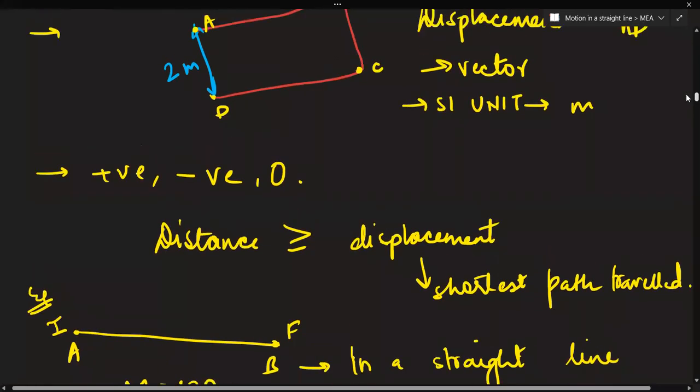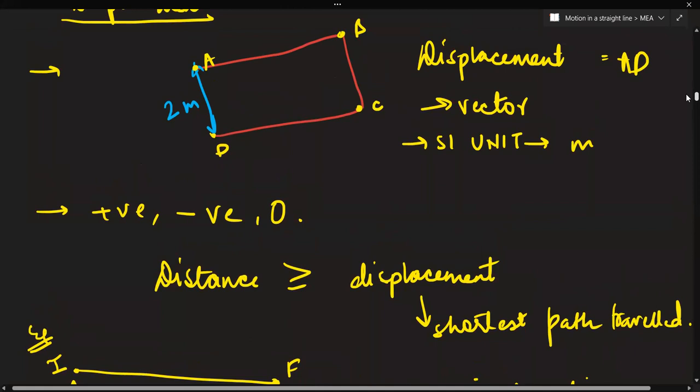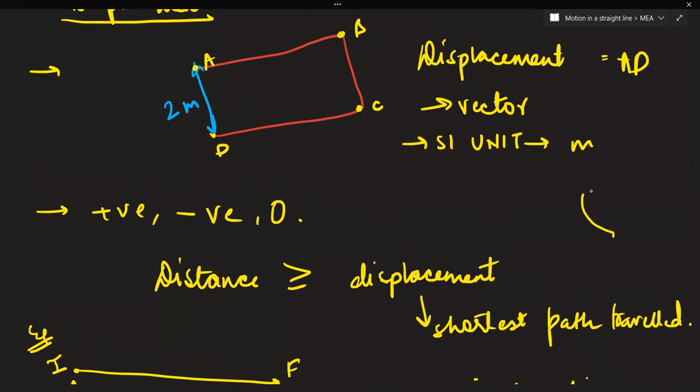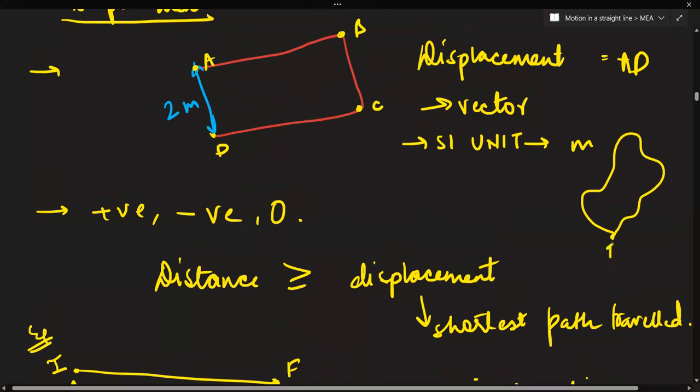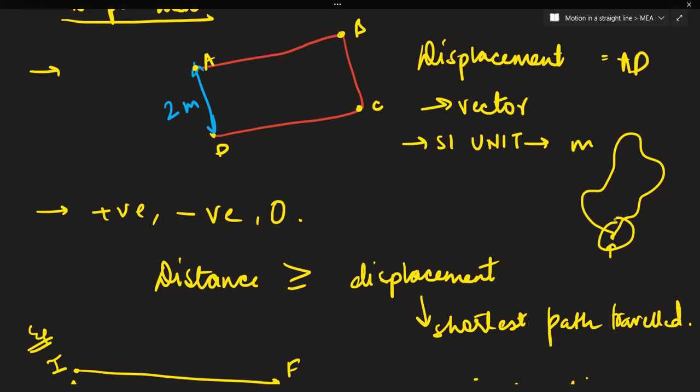But see, if you look at displacement, displacement can be zero also. If the body's initial and final position is the same, let's say the body started from here and then came back to this initial point. So what is the initial point? Initial point is this. And what is the final point? Final point is also this. So if initial point is this and final point is this, what can you conclude? You can conclude that no displacement has occurred, because displacement is the shortest path between initial and final position. So this point that has been covered is simply the initial and final position only.